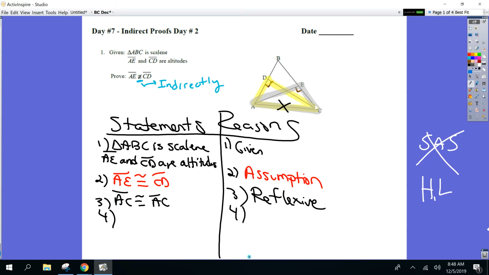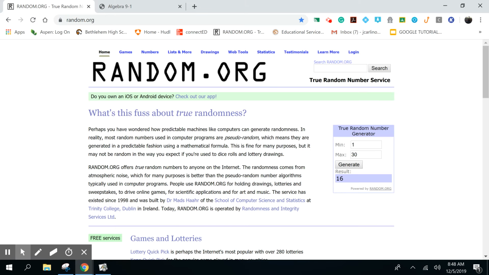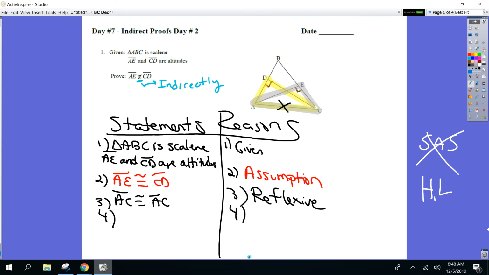I still have markings on my diagram, though, that are yet to be in my proof. What other markings need to go in there? Let's go 11. Yep. Angle ADC and angle CEA are right angles. What are you guys going to put for a reason for that one? Altitudes form right angles, definition of an altitude.